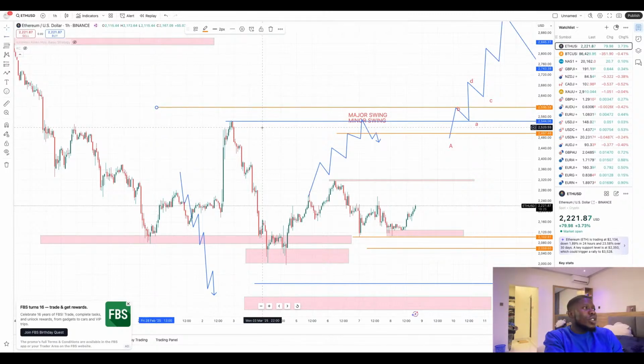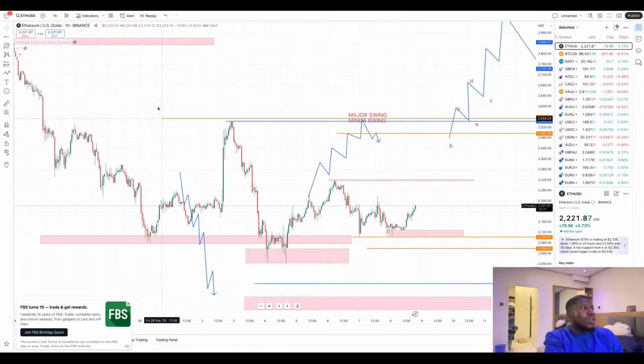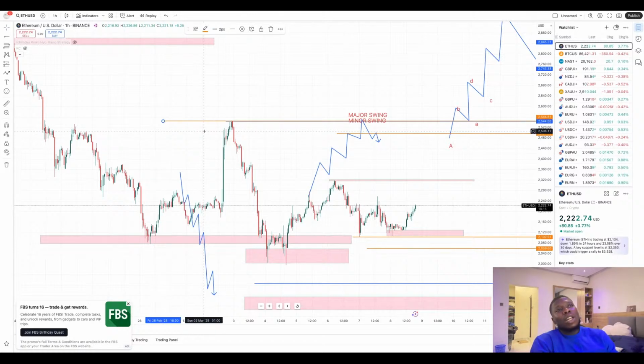Then when you're already running in profit, bring your stop loss back to your entry, so that if the market doesn't go as you planned, it will kick you out. But never make the mistake of taking a trade without a stop loss. That should never be done. Don't take a trade that has no stop loss. And don't put your stop loss too far.